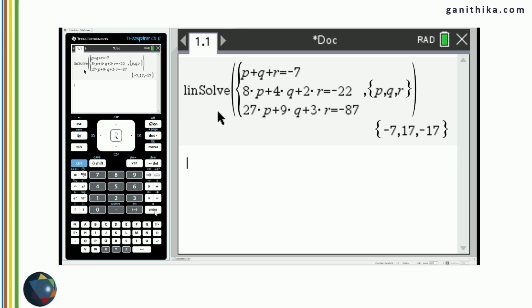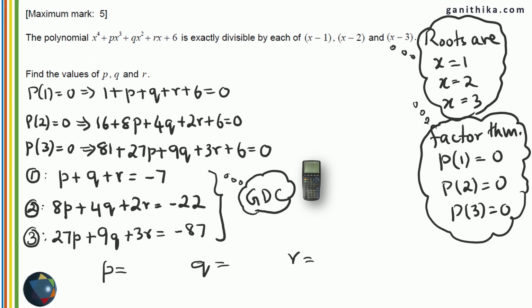Once you got this, you can give the answer as p is equal to -7, q is equal to 17, r is -17. So you got the values of p and q and r just from the calculator in this question. Let's proceed further to the next question.